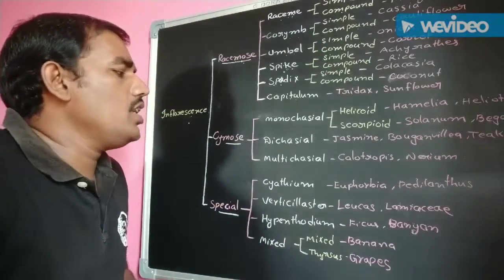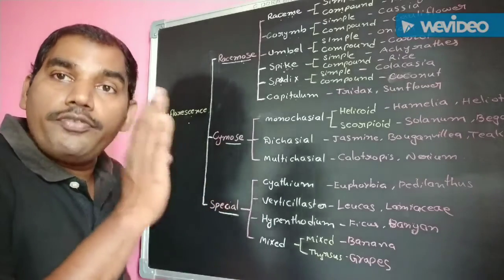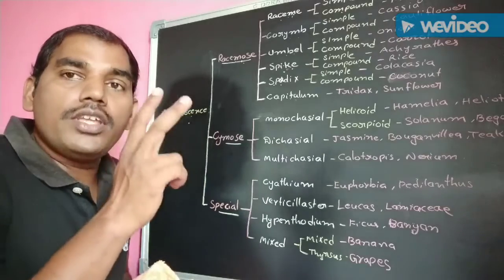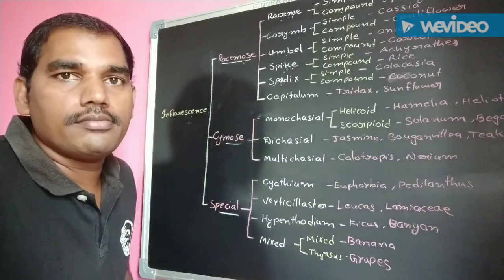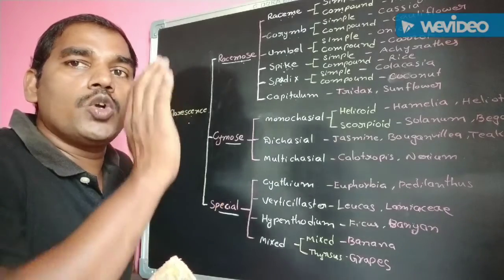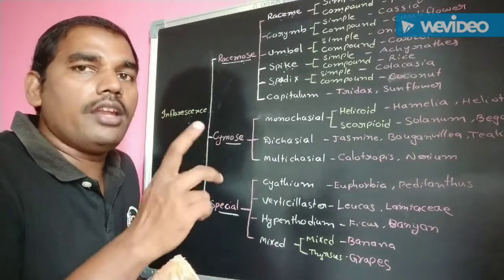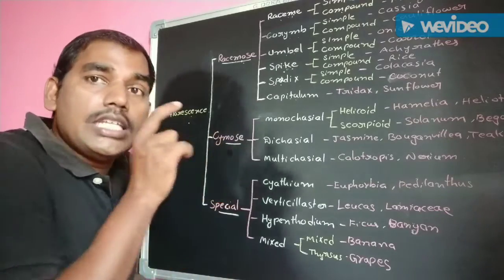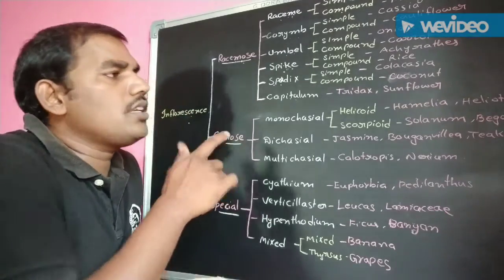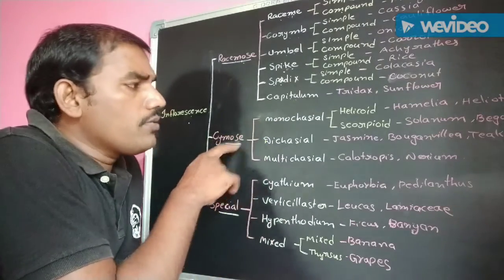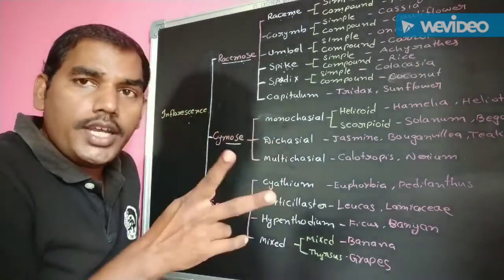Another one, cymose inflorescence. Cymose inflorescence means the peduncle growth is definite, because the peduncle ends with flower formation. So the peduncle is definitely growing, whether it is branched or unbranched. Okay. This cymose inflorescence is further divided into three categories.